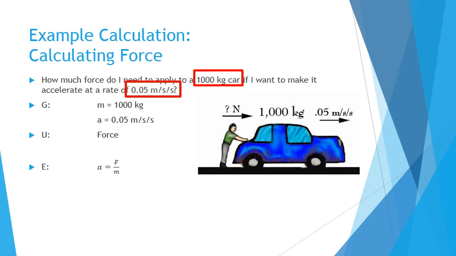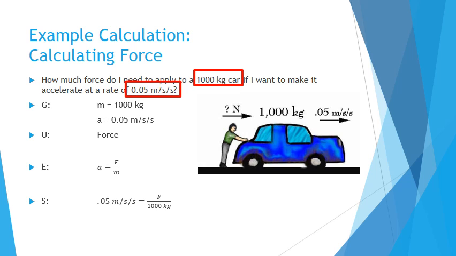We're going to stick with that same equation. Acceleration equals force divided by mass. So let's plug in our known values. On the left side of the equation, the acceleration is 0.05 meters per second per second. On the right side of the equation, I'm going to leave F as a variable since that is my unknown, and I'm going to plug in 1,000 kilograms for the mass.